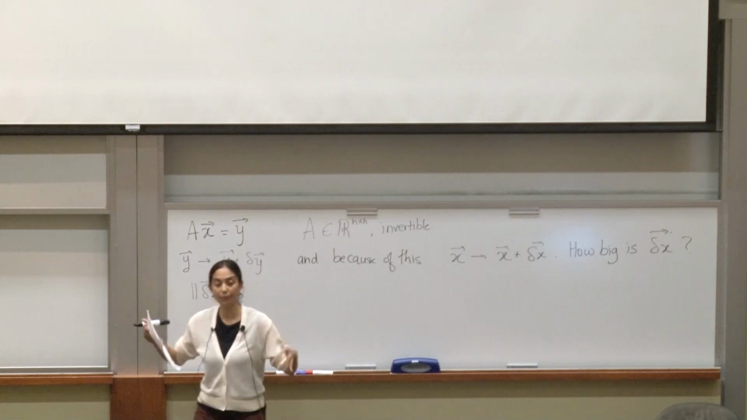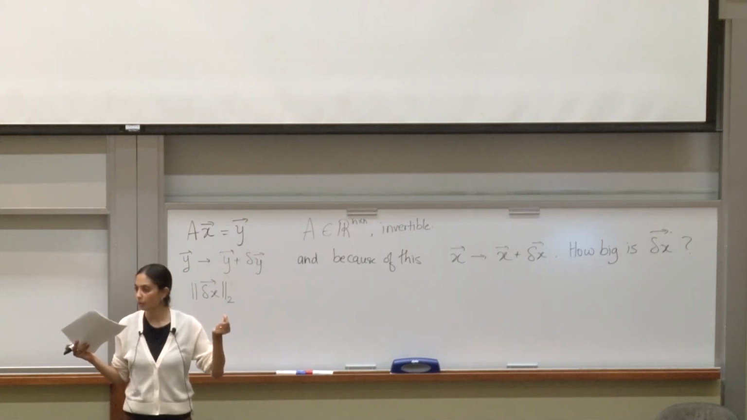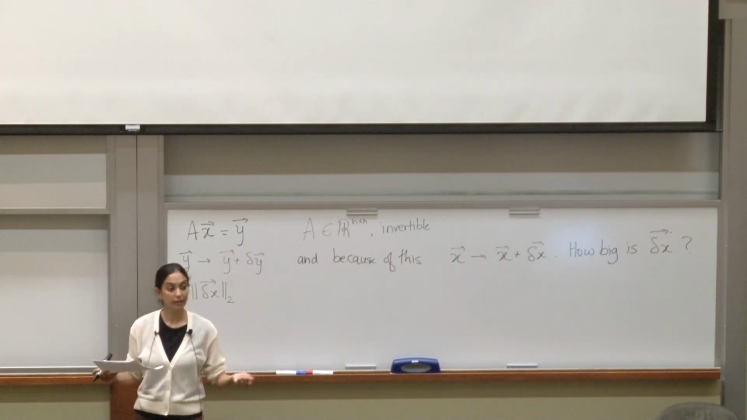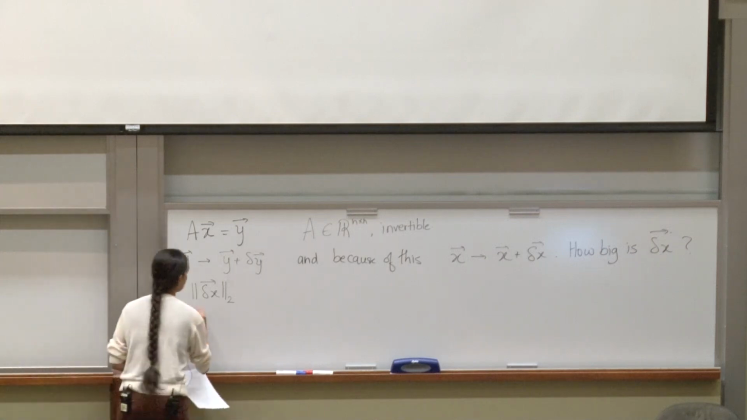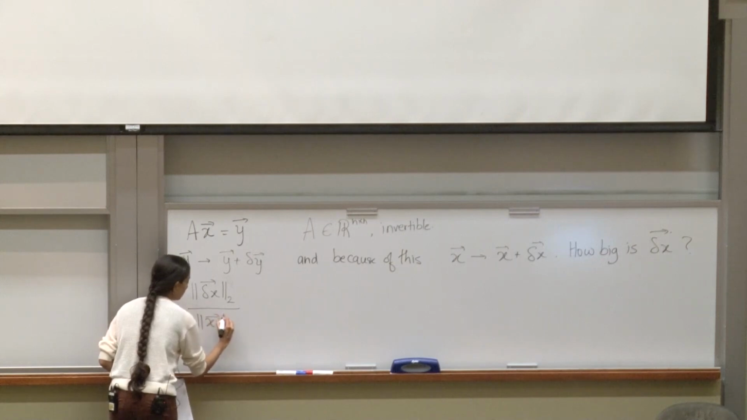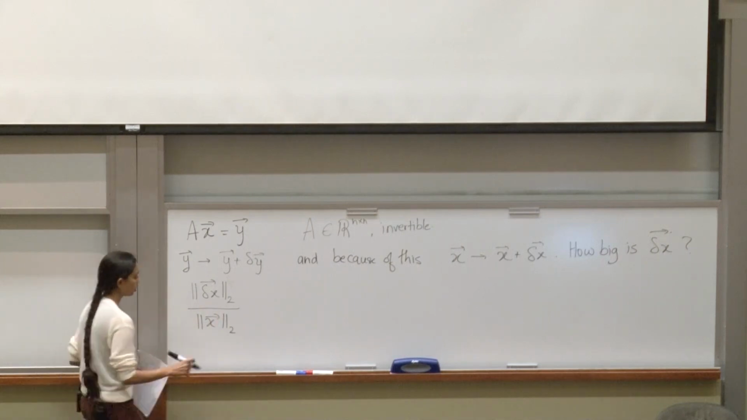So if x, for example, is a really giant quantity, maybe a small perturbation isn't a big deal. But if x is pretty small, then we care a lot more about this perturbation. So in particular, what we're going to want to understand is how does this quantity change compared to the norm of x itself. So we're actually looking at this ratio.